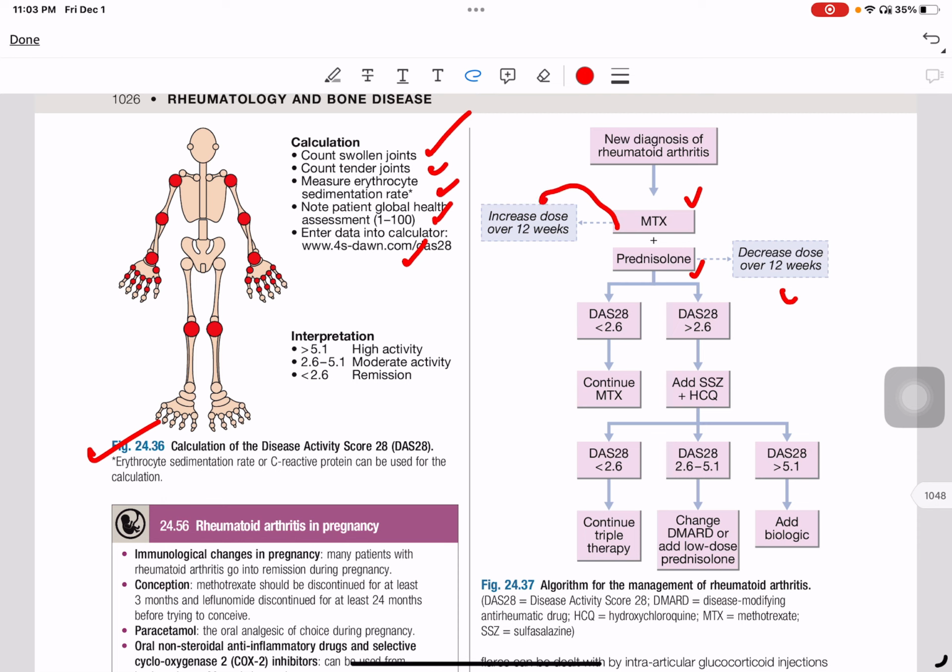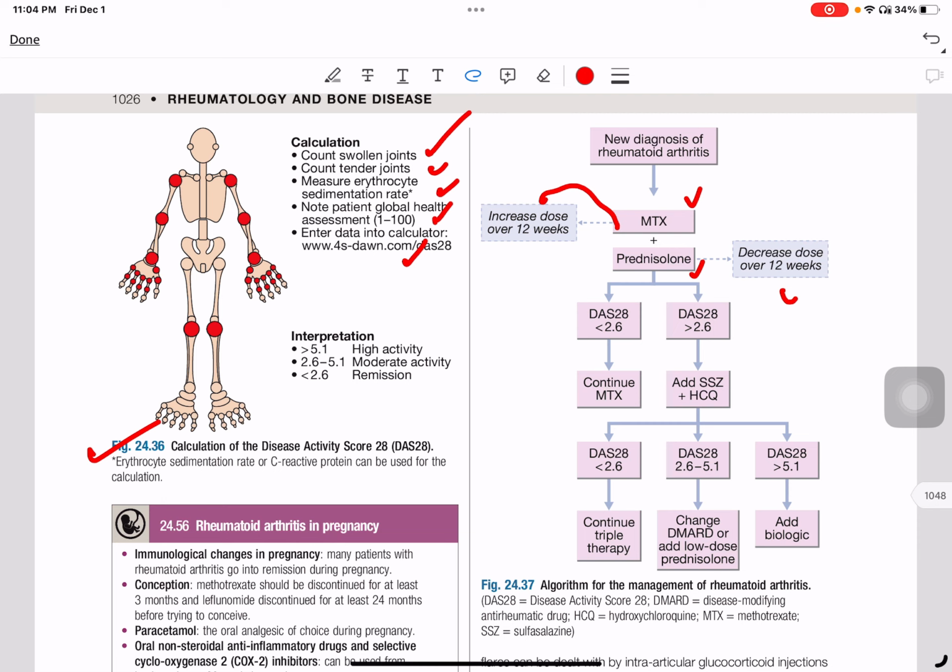After 12 weeks, the disease activity should be monitored, and if the DAS score is less than 2.6, then the patient is in remission. If it is more than 2.6, then the patient is not in remission. So if in remission, continue the methotrexate. If the patient is not in remission, we should add another DMARD like sulfasalazine or hydroxychloroquine or leflunomide.